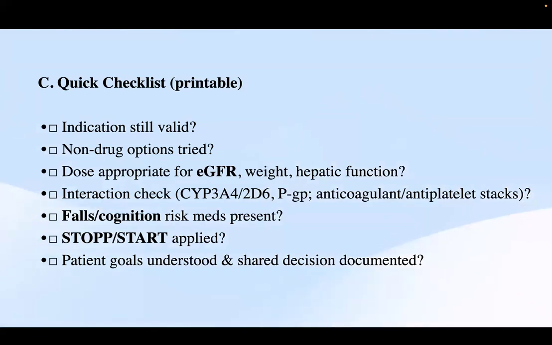Have interactions been checked, like CYP3A4, 2D6, P-gp, and anticoagulant and antiplatelet stacks? Because some of the agents I already explained to you in the last session, pharmacogenomics comes here. I can say 70 to 75% of our medicines are metabolized by CYP450 enzymes, right? So we check interactions based on that.